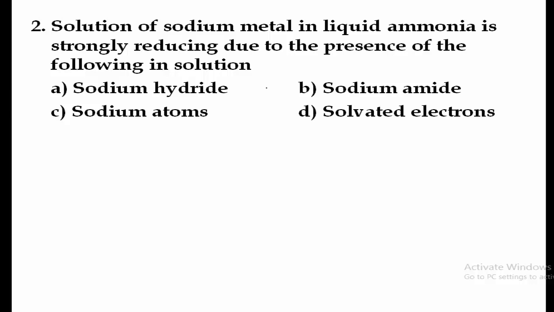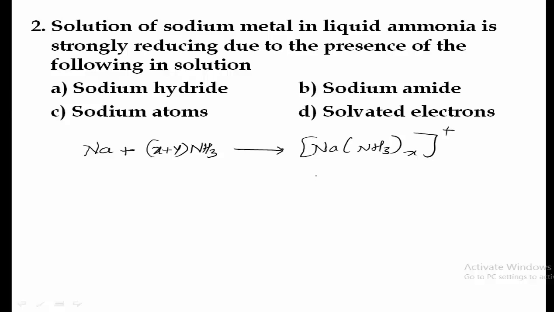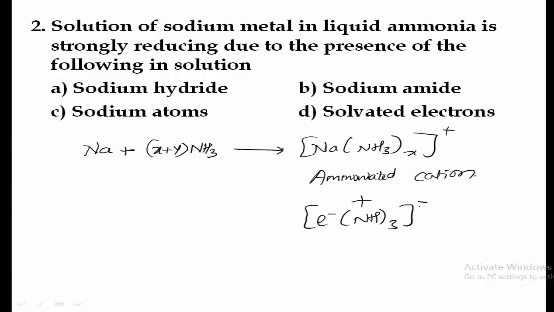So when sodium metal is present in liquid ammonia solution, what happens? Here the reaction takes place between sodium and ammonia. Here I will take sodium plus x plus y moles of NH3, and when it reacts it forms the complex, sodium NH3 x plus. So this is said to be an ammoniated cation. Along with this, another complex is formed that can be represented as electron e, NH3 y to the power minus, meaning the charge on the complex is minus.